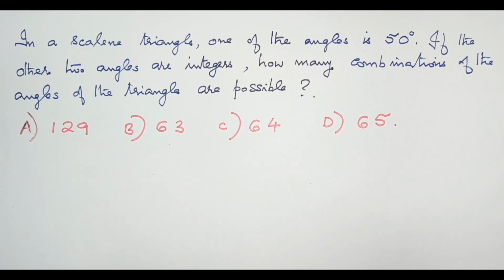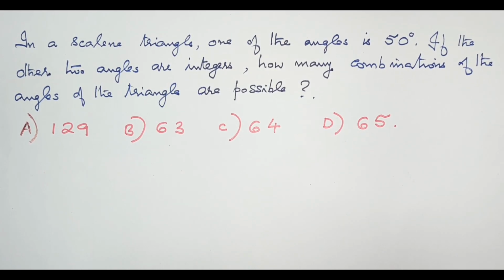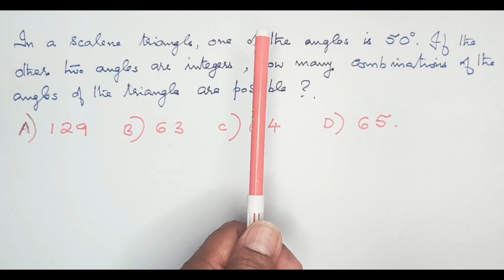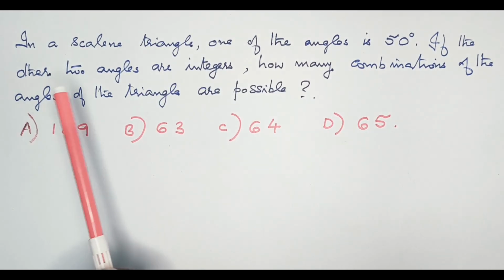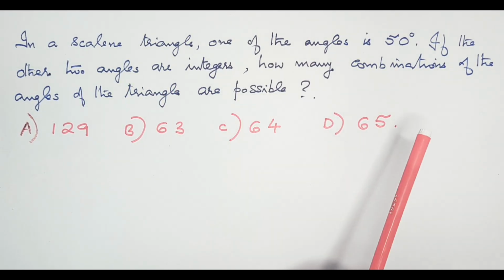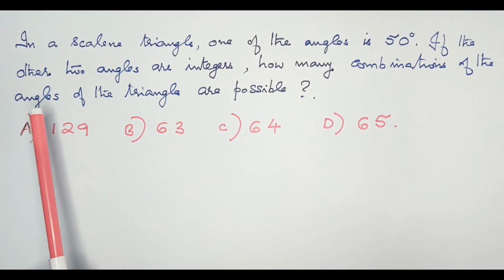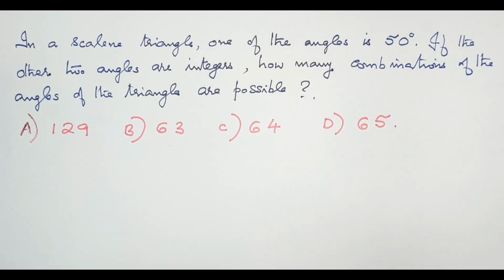Hello everyone. We are solving a fun little problem from geometry. The question is this. In a scalene triangle, one of the angles is 50 degrees. If the other two angles are integers, how many combinations of the angles of the triangle are possible? These are the four options given to you.